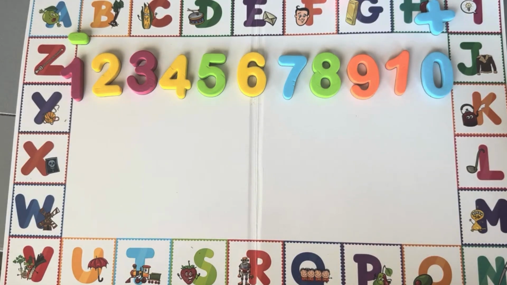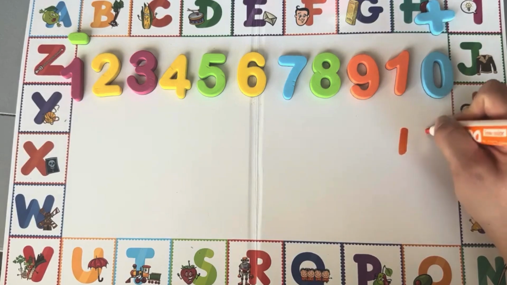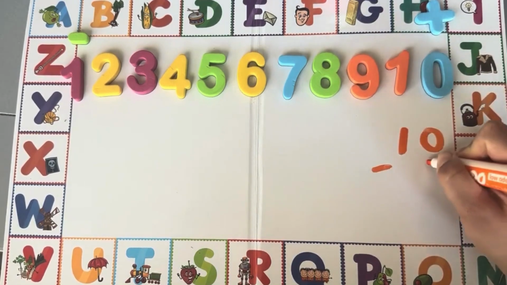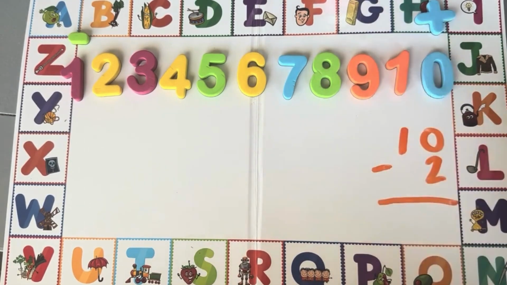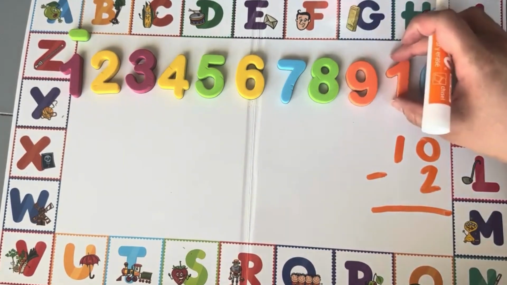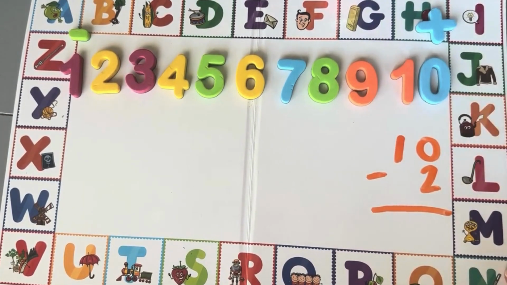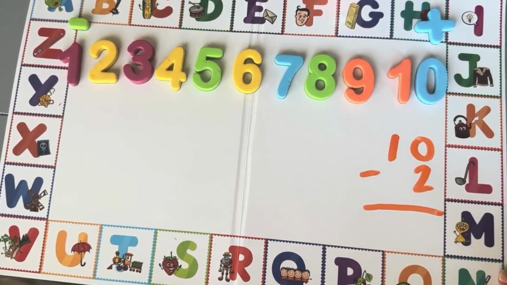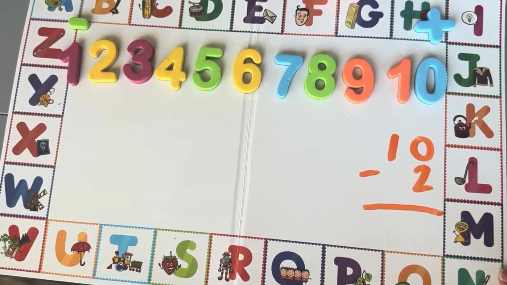Okay, so we're going to do subtraction this time. All right, so we're going to do 10 minus 2 for this one. And there's our bottom line. Okay, Brendan, can you help us figure out what 10 minus 2 should be on the number line slide? Maybe we should sing the song first, huh?